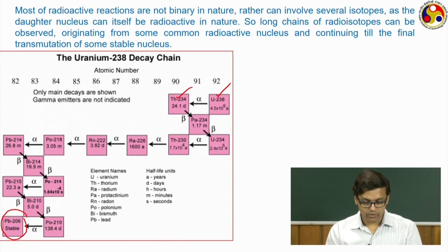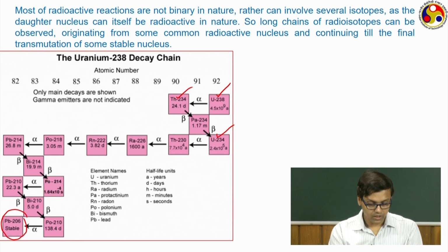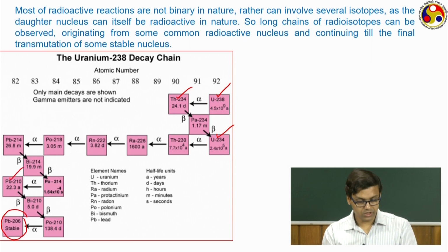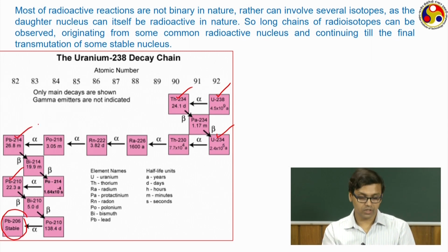Actually, you can find that during this chain, which starts from uranium-238, uranium-234 comes back somewhere in between, whereas while we are ending up with lead-206, there are other elements like lead-210, and also lead-214, which are radioactive in nature. So, they undergo some kind of decay finally to end up with lead-206.